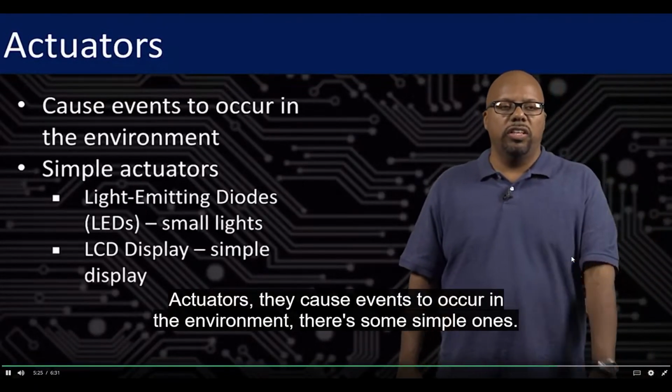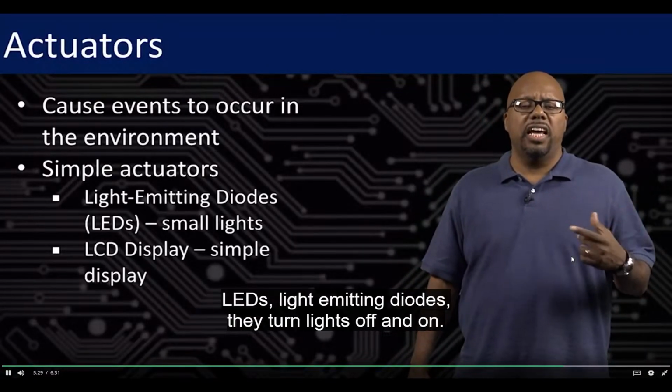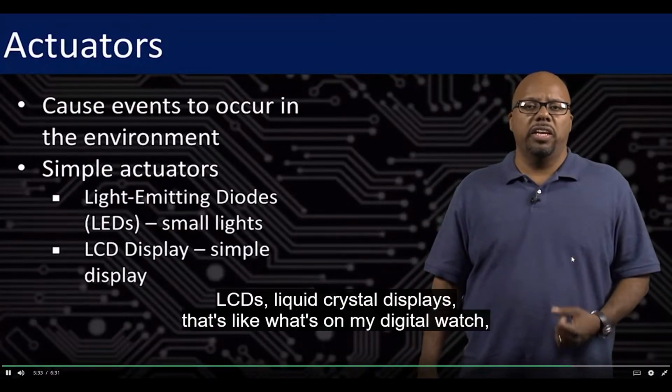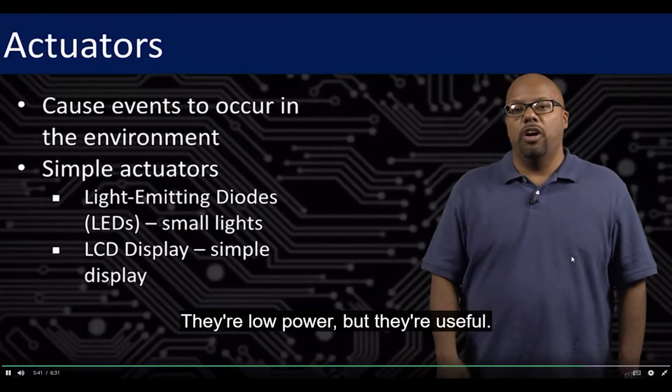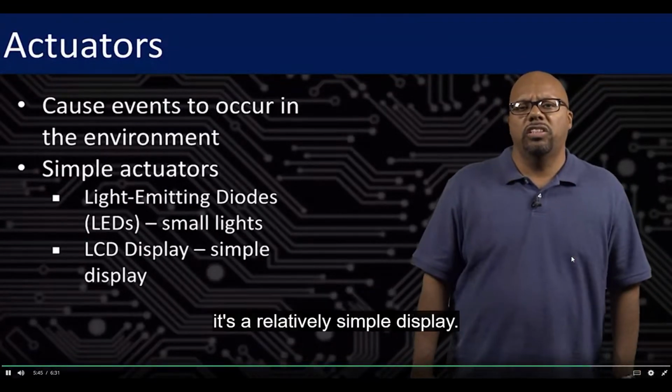Actuators, they cause events to occur in the environment. There's some simple ones. LEDs, light emitting diodes, they turn lights off and on. LCDs, liquid crystal displays, that's what's on my digital watch, right? You've seen these. They're not backlit, so they're not as bright, but they're actually low power, but they're useful. And so those, you can put numbers on them, something like that. So it's a relatively simple display.